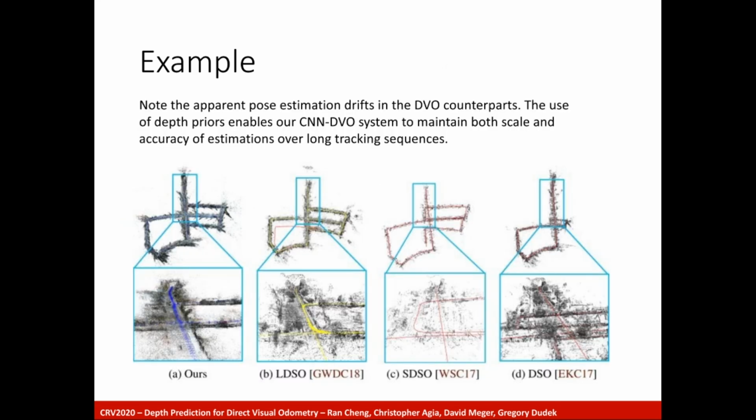So here we include some mapping results of ours, LDSO, SDSO, and DSO. You can note the apparent scale drift in the estimations from our DVO counterparts. And the use of depth priors enables our CNN-DVO system to both maintain scale and accuracy over long tracking sequences.